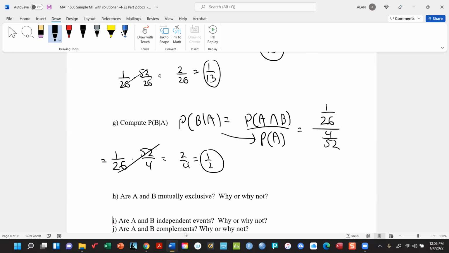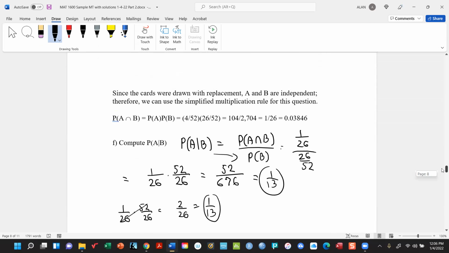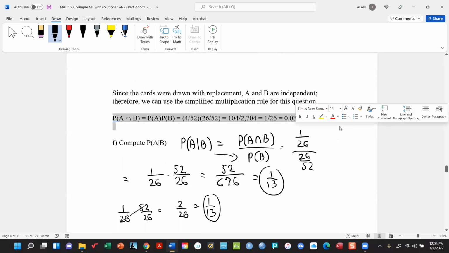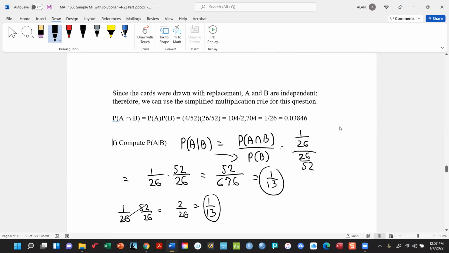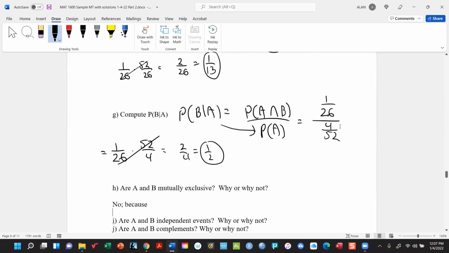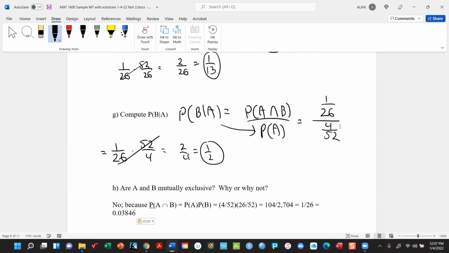All right, now, are A and B mutually exclusive? No, because, again, earlier we calculated the probability of A and B, and it turned out not to be 0. We'll just leave it at 1 over 26.